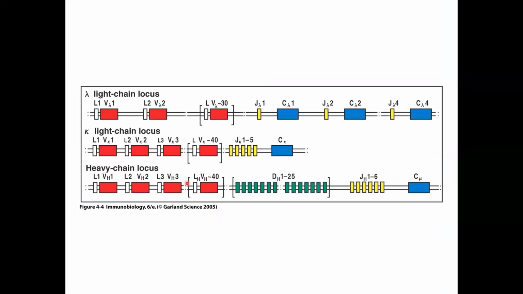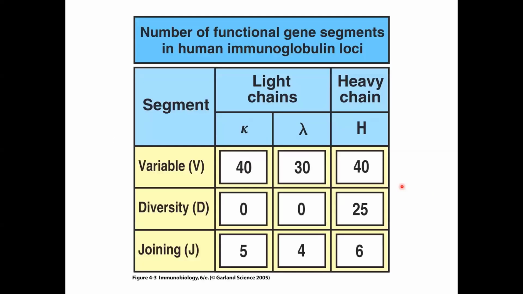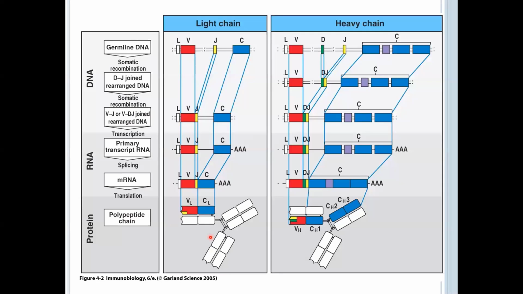Let's say it picks this V. It'll cut out all of these V's in this little bracket here, and you'll get a V, a D, and a J, and then you'll have this big intron. You actually don't fuse with the C. All of the rest of that is done by splicing. And then the same thing happens on the light chain.